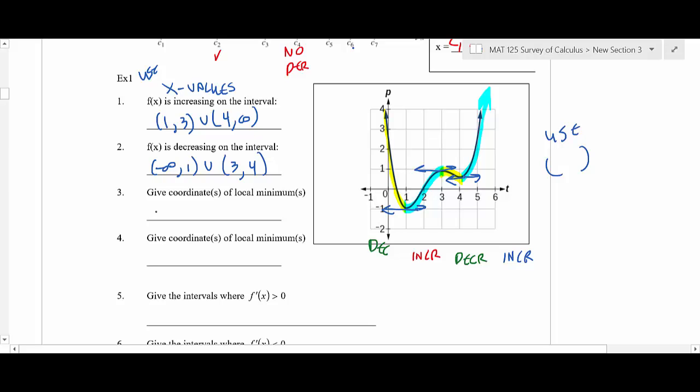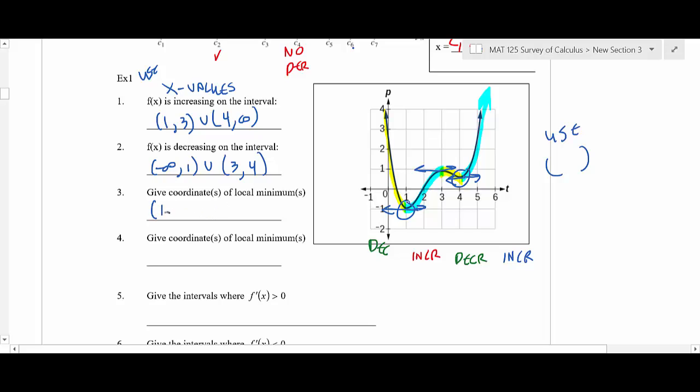Remember, a minimum, what does it mean? You decrease, then you change directions and increase. Okay, right there and right there. Now you're going to give the points. I say give the coordinates, so that looks like 1, -1, and 4, just estimate. Let's just say 0.5. It's probably not 0.5, but that's good enough. So you'd have a min there and a min there.